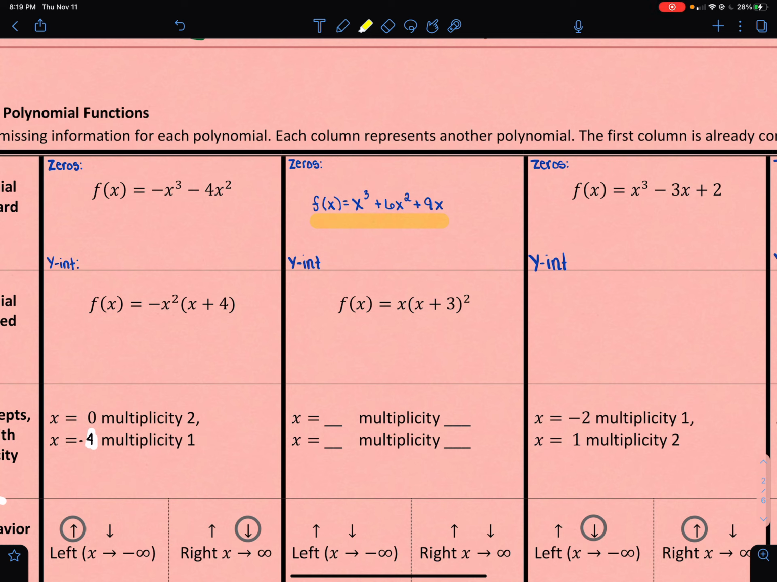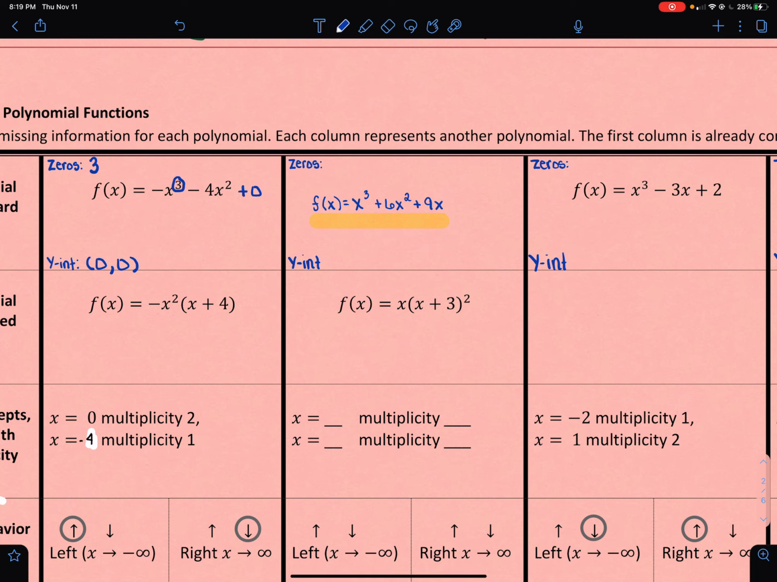Okay. So on this first one, I want to know the number of zeros, or how many times it's going to cross the x-axis when I graph this function. So in order to determine that, I look for the highest degree. Whatever our highest degree is, that is the number of zeros. Okay. Then I also want to look for the y-intercept. Remember, the y-intercept is the constant term in this equation. Well, in this case, the constant term is 0. So our y-intercept is 0, 0.